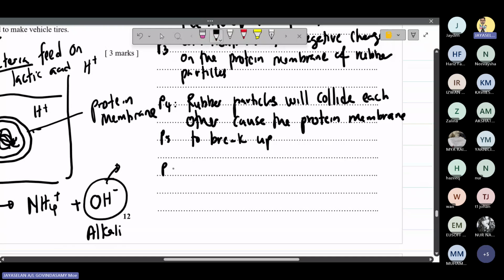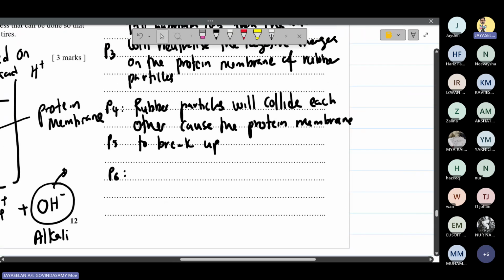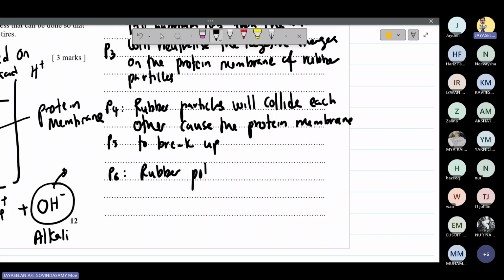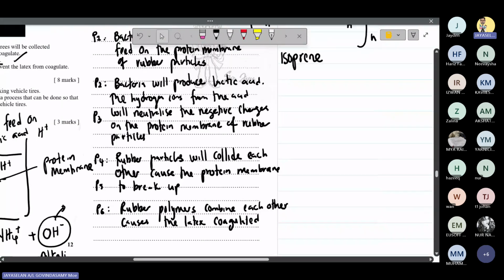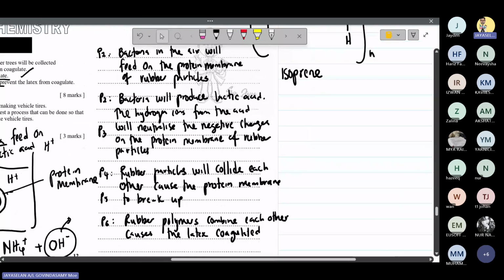Okay, then point 6. Point 6, what will happen? The rubber polymer, so dah pecah kan? So what will happen inside the protein membrane? Kita ada apa? Rubber polymers. Rubber polymers will do what? Will combine with each other and this causes the latex coagulated. Dia akan mengumpal. Any question? So you already score your point 6. Any question?